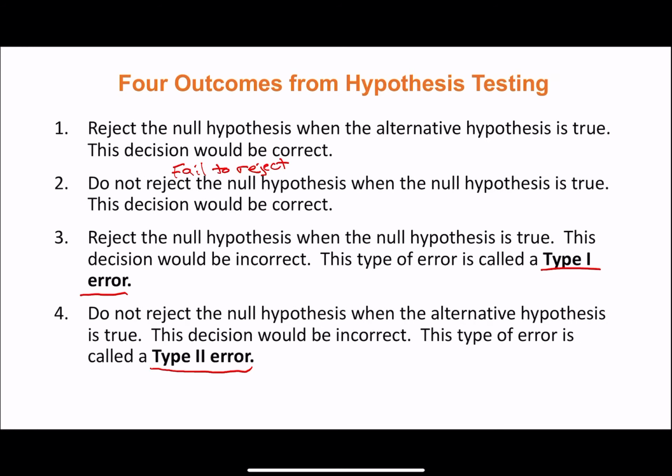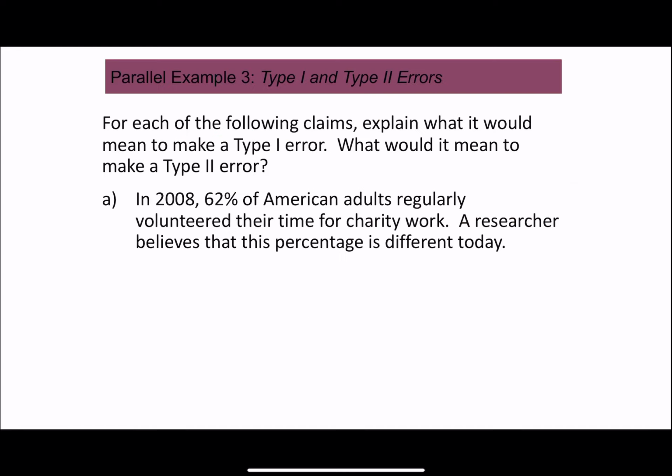So basically, if the null hypothesis is true, but you say it isn't true, then it's type 1. If the null hypothesis is not true, but you don't reject it, then that's a type 2 error. So let's take a look at these. Let's do some examples and see if this will help you.